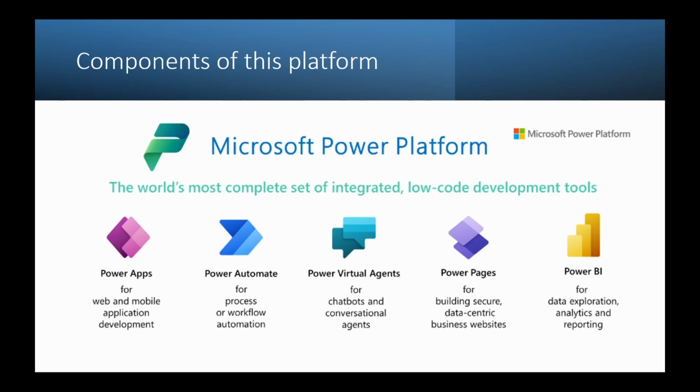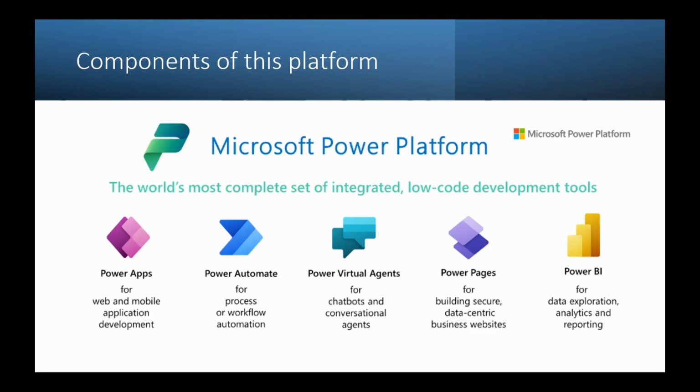The next component, as you can see, is the Power Automate. Now someone may ask, what do we use the Power Automate for? So the Power Automate is a workflow automation tool that allows users to create automated workflows between different apps and services. So it's basically for process or workflow automation. The next one you have on the list is the Power Virtual Agent, also known as PVA.